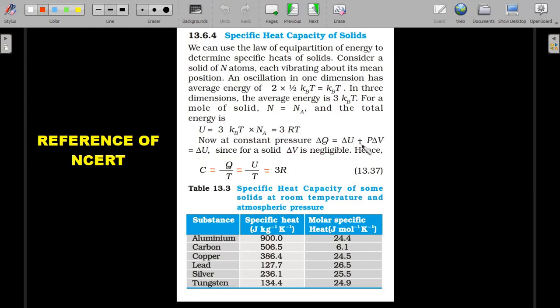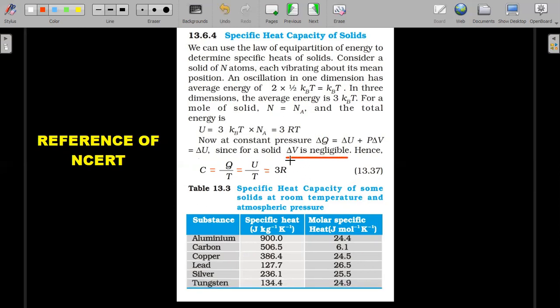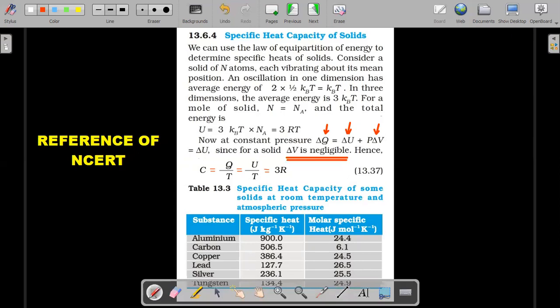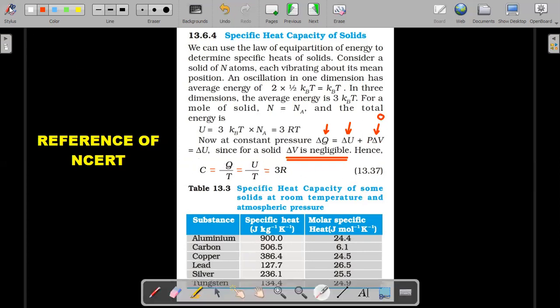Now, at constant pressure and constant volume, because most of the time the solid's volume is not going to change by much, delta V is negligible. Therefore, delta U would be equal to delta Q. This is 0 for solids. For gases, if they're flexible, the volumes appreciably change, but for solids, this is nearly equal to 0. Therefore, delta Q is equal to delta U by delta T, and you end up getting 3R. That's why most solids actually have the same value of molar heat capacity, which is 3R.